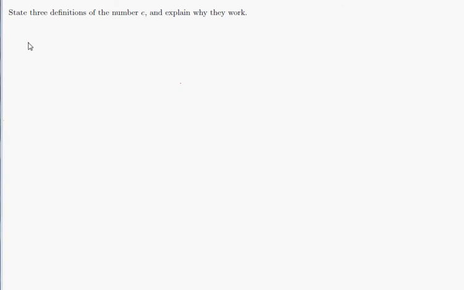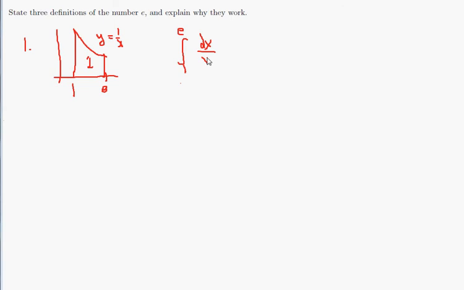First off, we define the number e so that if you take the area under the curve y equals 1 over x, then e is defined to be the number so that the area under the curve is exactly equal to 1. So that the natural log from 1 to e, or the integral from 1 to e of dx over x is equal to 1. So that's your first definition based on an area.